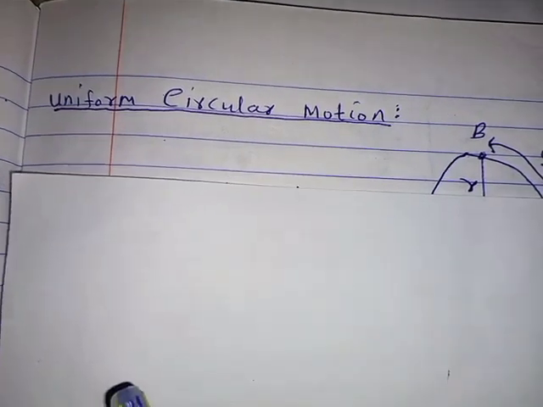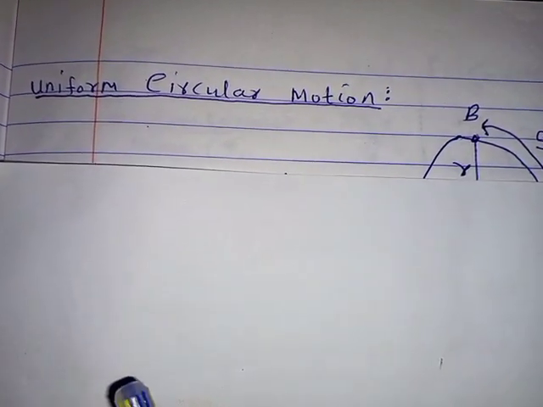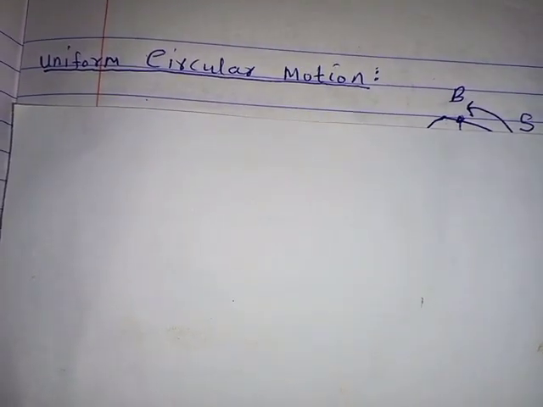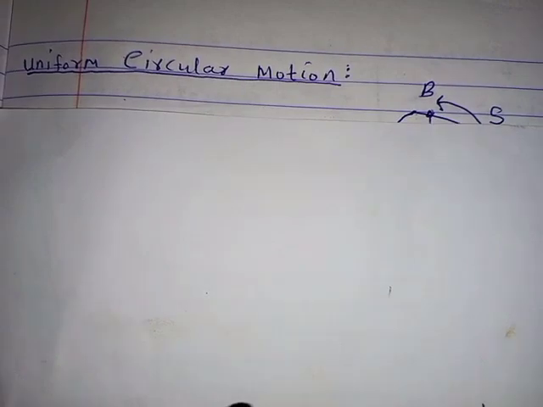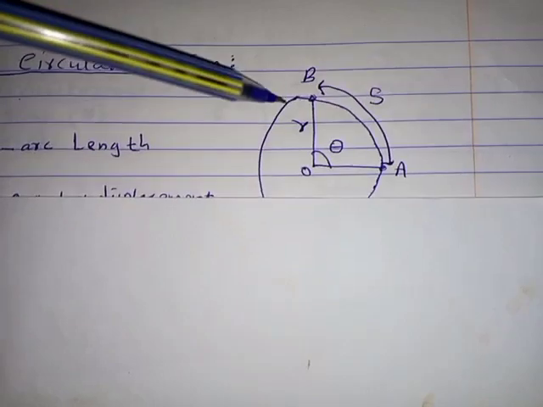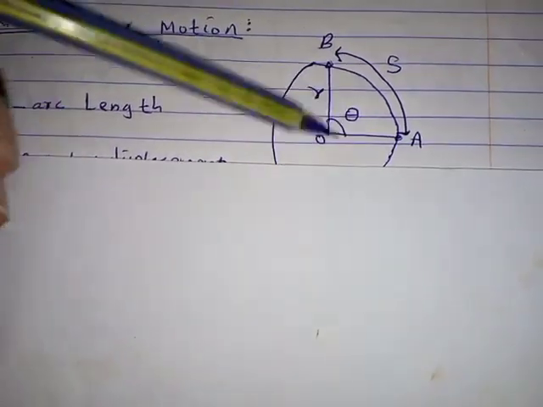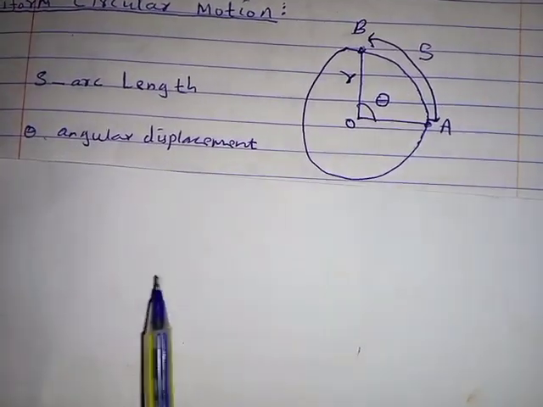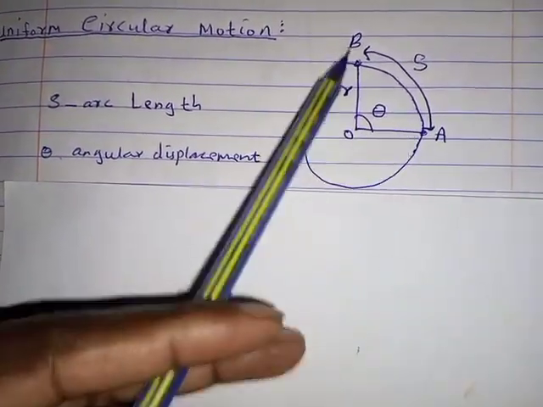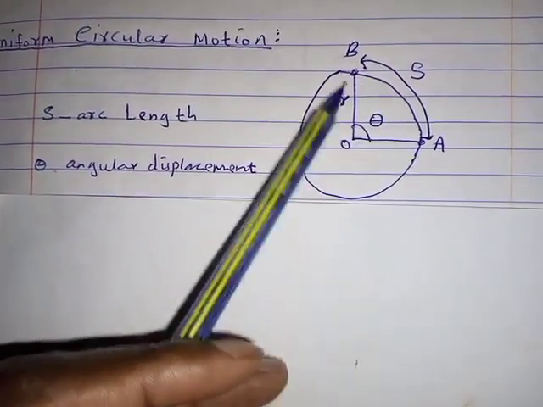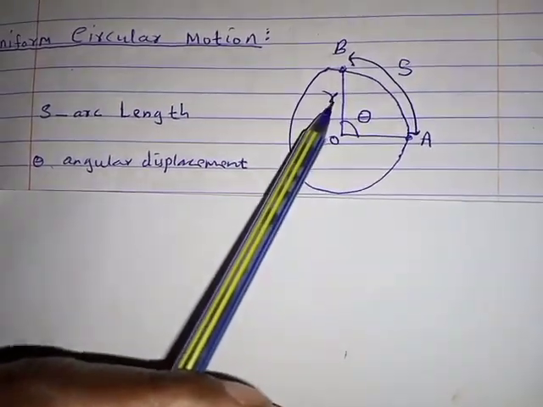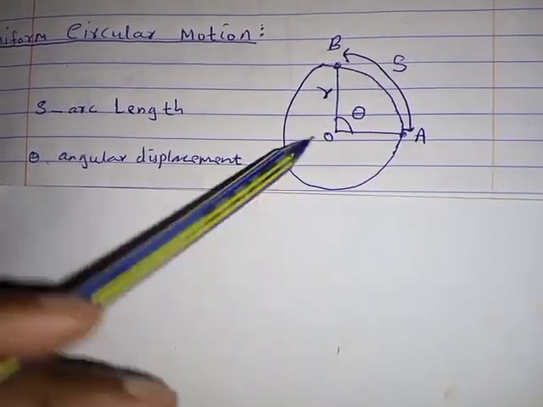I want us today to look at motion, and we are going to consider uniform circular motion. So, beginning by considering a circle, whereby we have a body moving around this circle, and let's say the body moves from point A to B. It will cover a distance S. S is the arc length. It will have covered a distance which is the arc length.